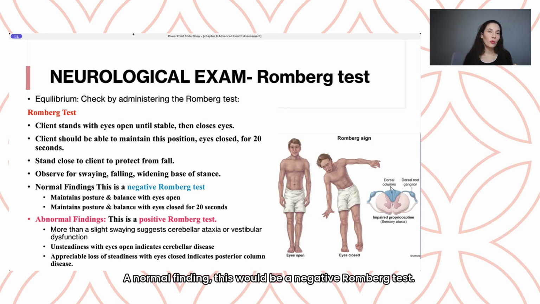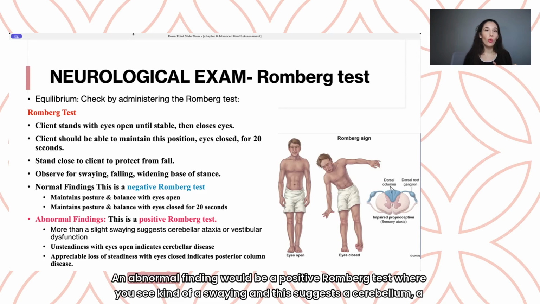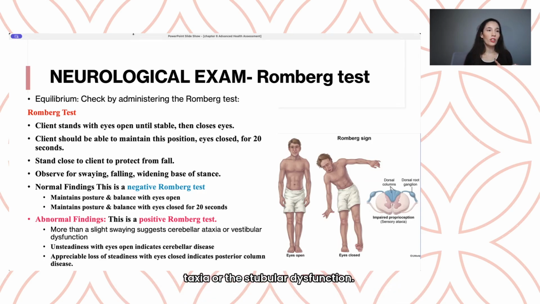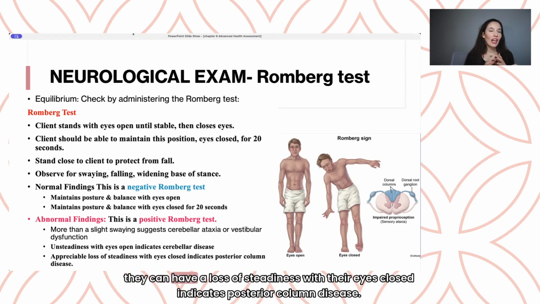A normal finding would be a negative Romberg test. That means it's normal. They're able to maintain posture and balance with their eyes open and then also with their eyes closed for 20 seconds. An abnormal finding would be a positive Romberg test, where you see swaying, and this suggests cerebellar ataxia or vestibular dysfunction. You'll see unsteadiness with eyes open, indicating cerebellar disease, and they can have a loss of steadiness with their eyes closed, which indicates posterior column disease.